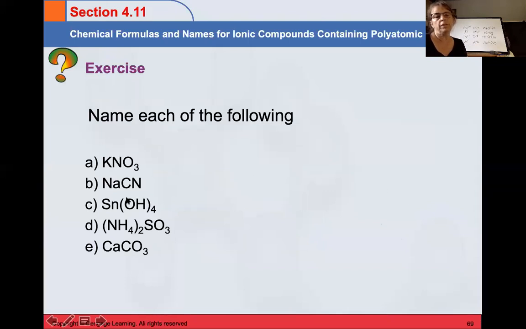So here's sort of a combination of all the different things we've done in this chapter. Regular compounds, compounds with polyatomic ions, and compounds that will require a Roman numeral. So remember, if it's not in group 1 or 2 or aluminum, that compound's going to need a Roman numeral. So go ahead and pause your recording, take as long as you need, and see if you can figure out the names of each one of these compounds.